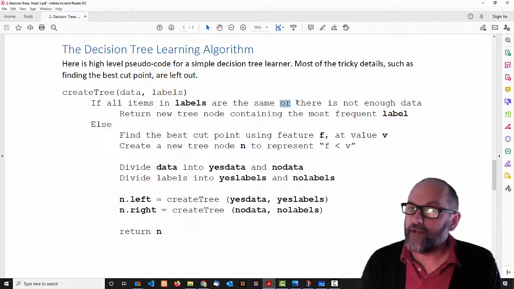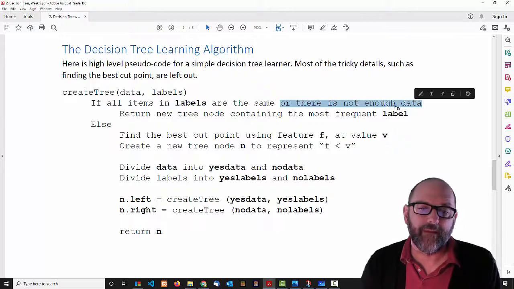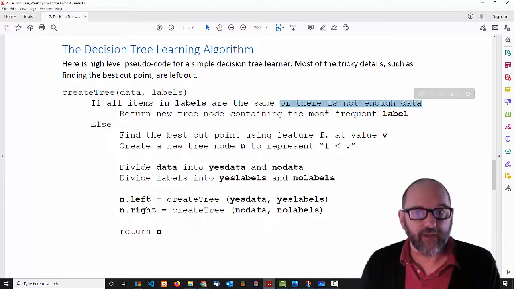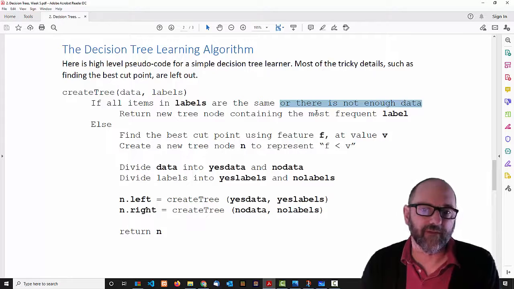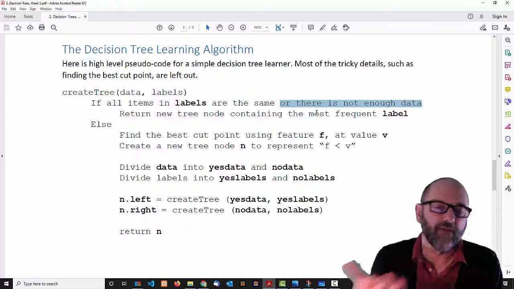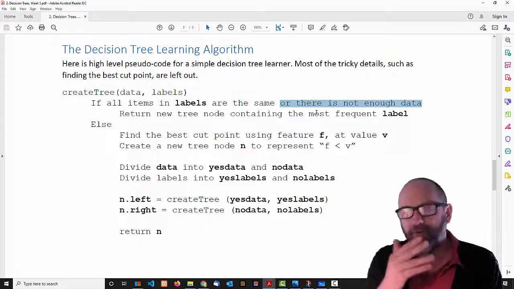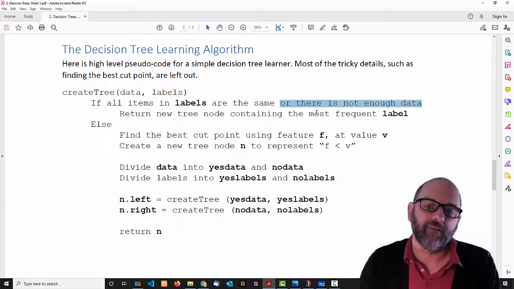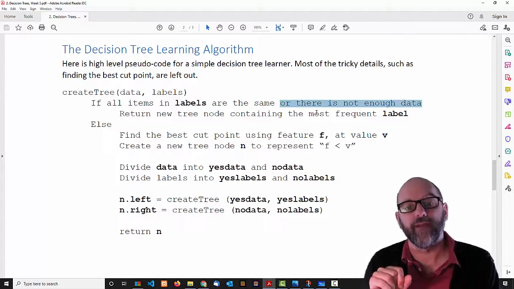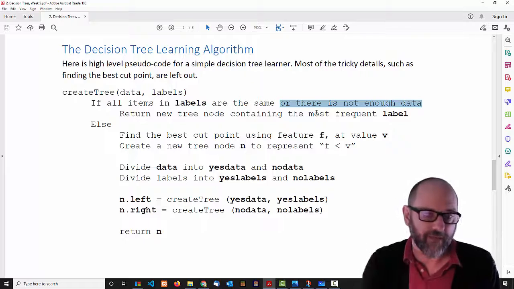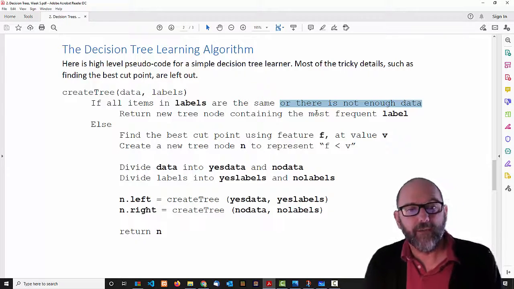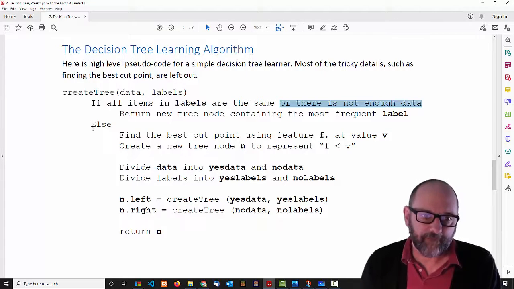Or maybe there's not enough data. That's another possibility. Maybe there are other stopping conditions, other places where you might want to stop. So you might decide that there's only 2 data points here, one of them's versicolor, or there's only 3, 2 are versicolor, 1's setosa. Do I really want to draw that cut line, or maybe I should stop here to avoid overfitting, in which case it would go with the most frequent label and just return a tree node. But in any case, there's your stopping conditions.